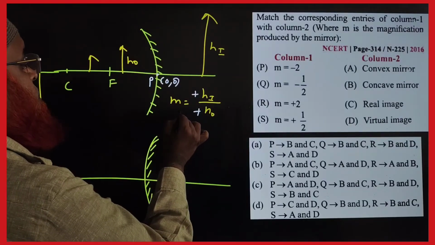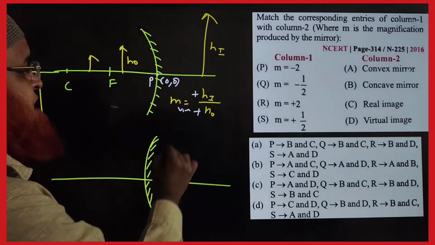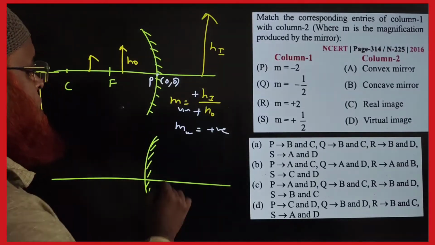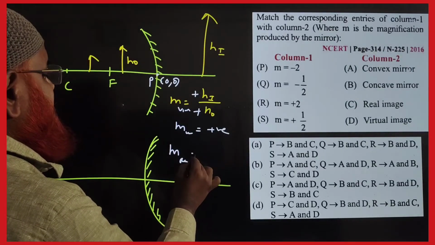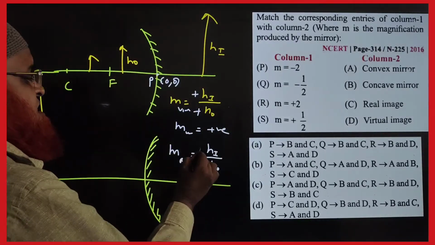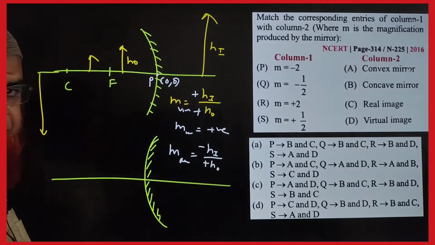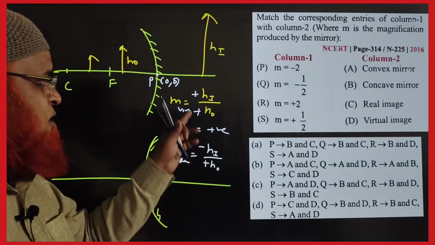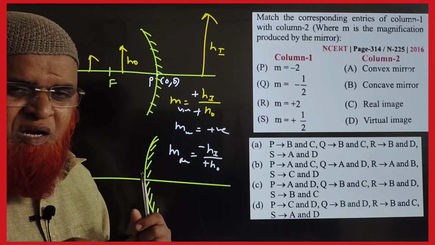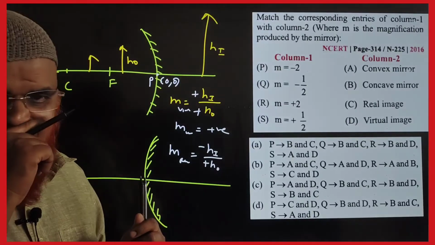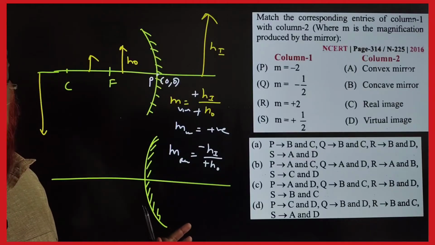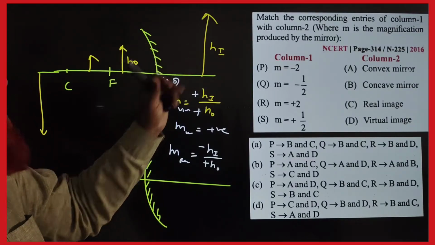Magnification is virtual. That means virtual magnification is always positive. So when it is a real case, the height of the image and the height of the object differ: the image is inverted, the object is erect. This is the only formula which will explain which is going to be virtual and which is going to be real. So it is understood that virtual means positive and real means negative. Okay, that is fine.